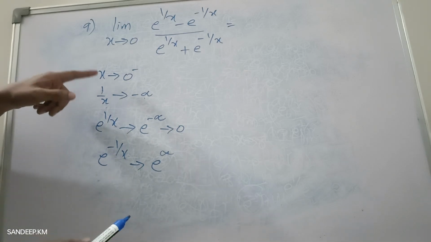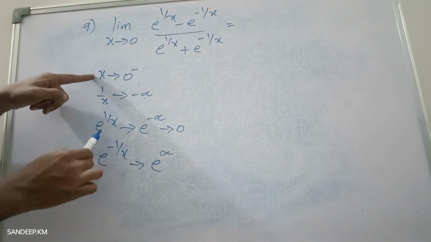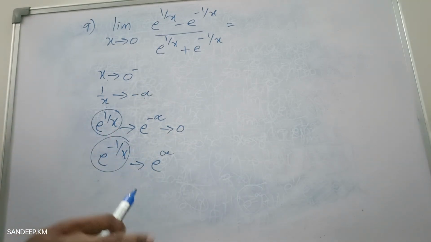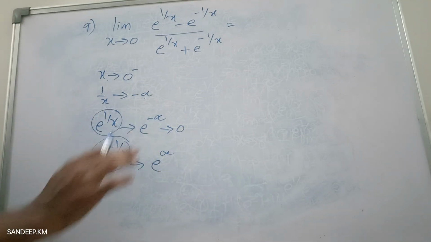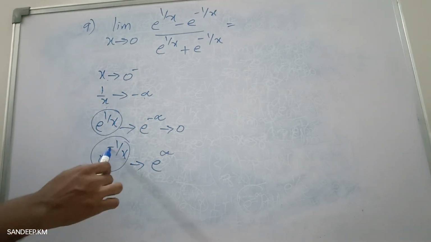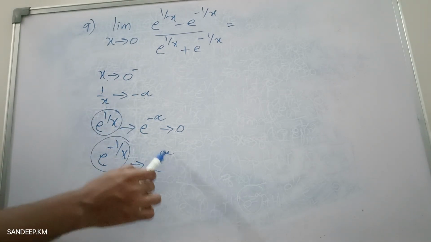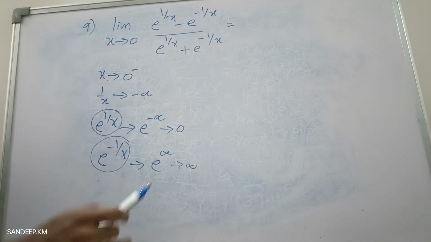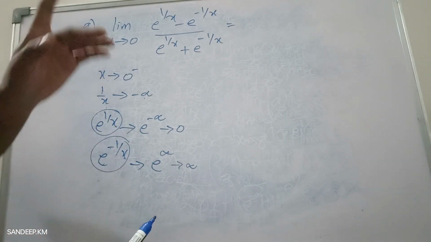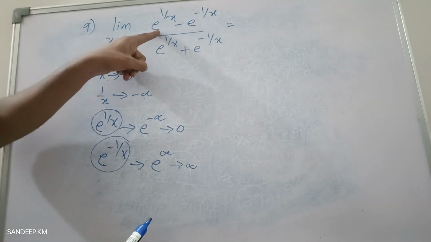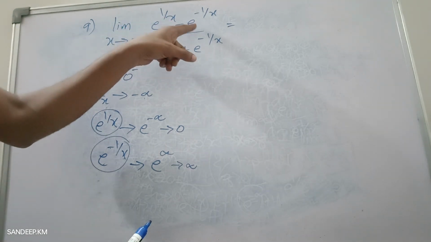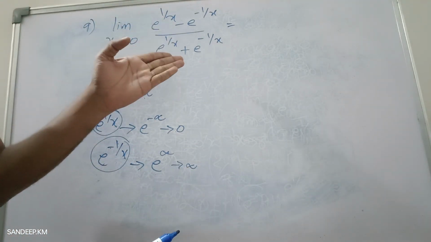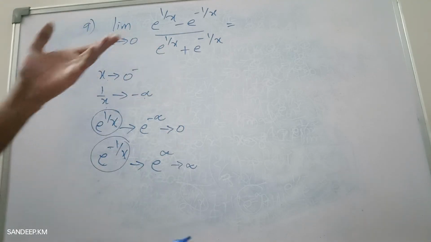So when I am taking LHL, understand one thing. The LHL must contain only e power 1 by x. It should not contain e power minus 1 by x. Keep this in mind. Because e power 1 by x is becoming 0. Happy, I can keep it. But e power minus 1 by x is approaching e power infinity, which is infinity. I should not have e power minus 1 by x when I am solving LHL. So dear students, while solving LHL, e power 1 by x will be there and I should eliminate e power minus 1 by x. So what shall I do? Divide numerator and denominator with e power minus 1 by x while solving LHL.